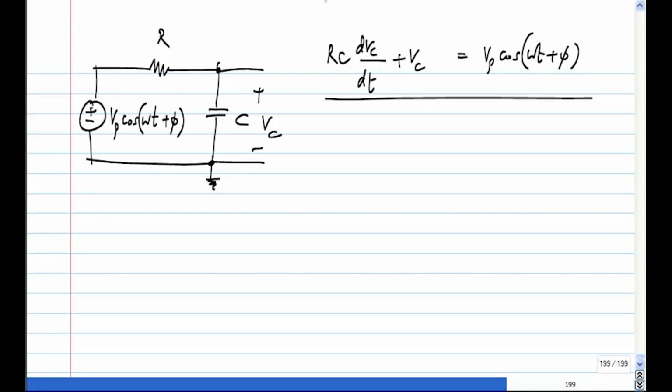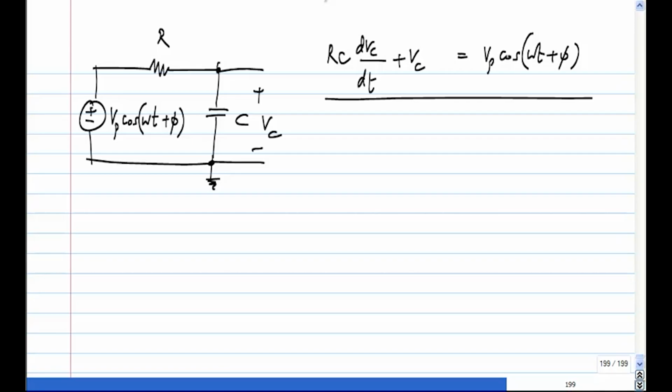what do you think is the solution to this? Again, I want Vc of t. Vc of t will possibly have multiple parts. What do you think it will consist of? First of all, it will have the natural response, and then the forced response. What is the forced response going to be?